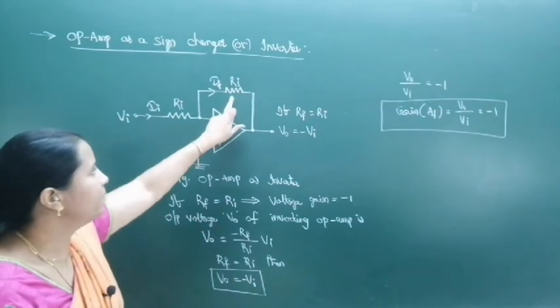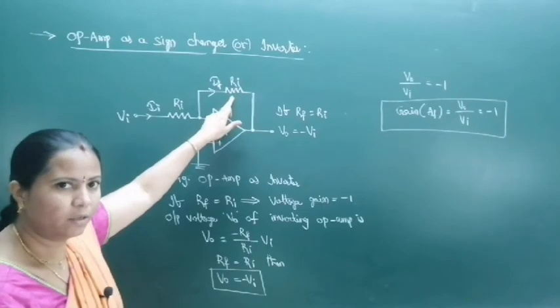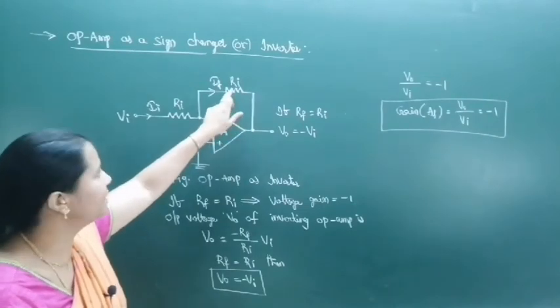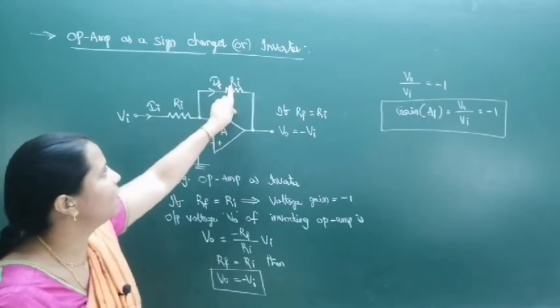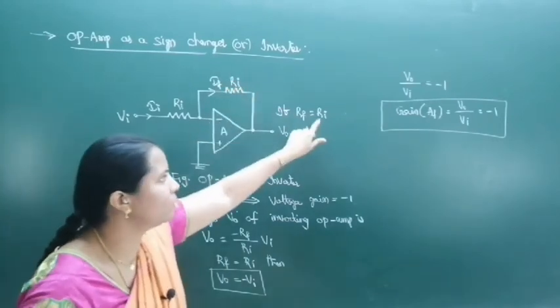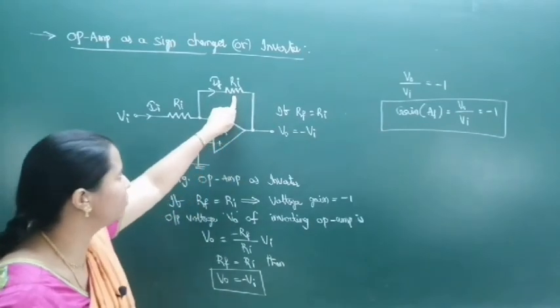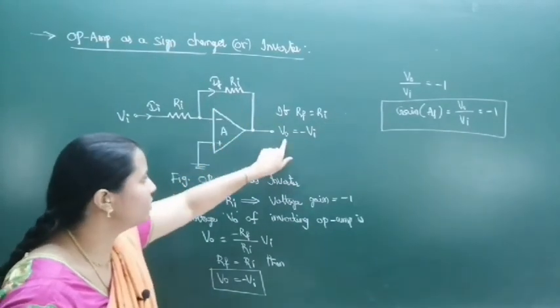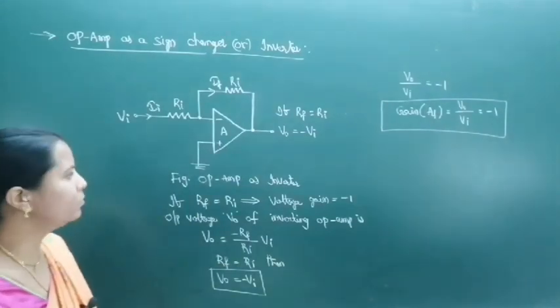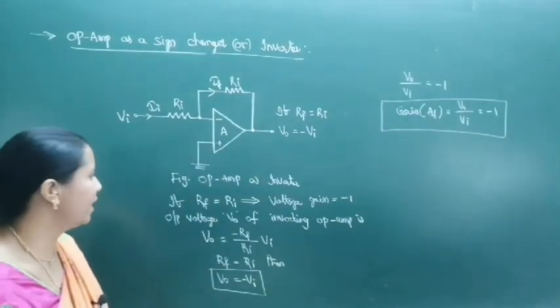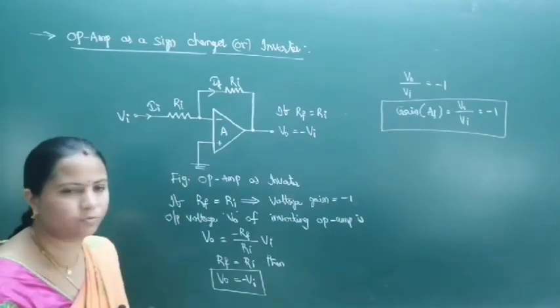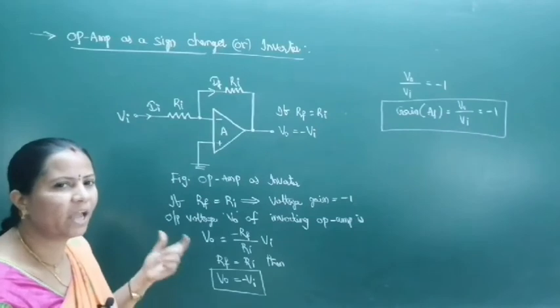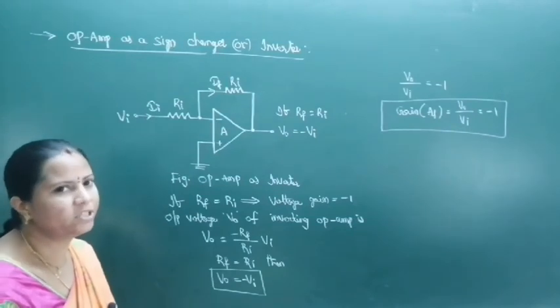Here, in place of the feedback resistor of the inverting amplifier, in this sign changer or inverter we are connecting Ri. If Rf equals Ri, the feedback resistor Rf equal to Ri, then the output voltage becomes the negative of the input voltage. How does it become so? If Rf equals Ri, the voltage gain is equal to -1. Then this inverting amplifier works as a sign changer or inverter.